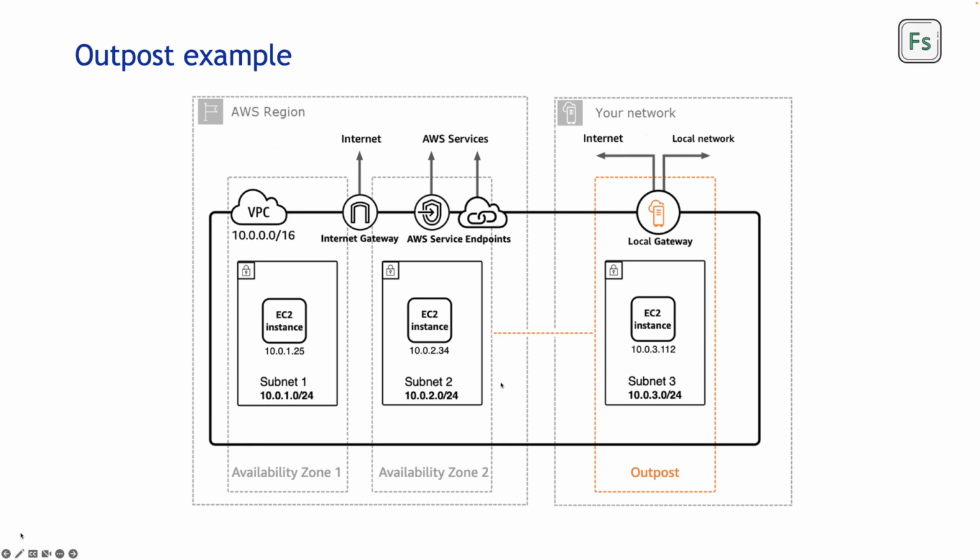And here you can see this subnet 3, the CIDR range is this 10.0.3.0, right? Which is coming from this VPC range, which means that any of these EC2 instances which are there, they can share the same network IP ranges. So this is just an extension. So this Outpost is just an extension of availability zone, right? You can see this is another availability zone, but locally hosted.